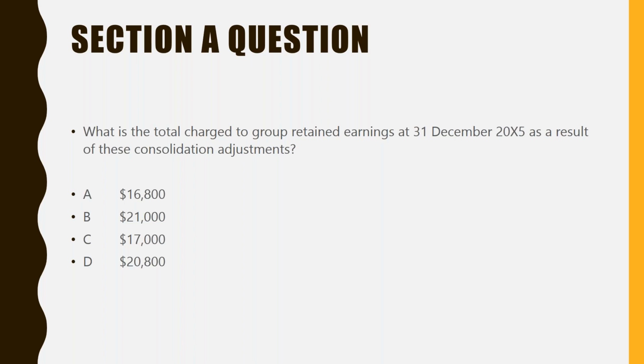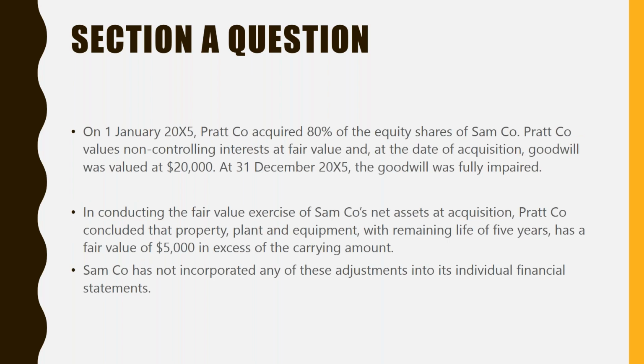So let's look at the fact pattern. They said here that on 1st January X5, Pratt acquired 80% of the equity shares of Samco. So you should really be writing down on a piece of paper, drawing out visually: you have Pratt & Co. acquiring 80% of Samco. Pratt & Co. values NCI, or non-controlling interest, at fair value. At the date of acquisition, goodwill was valued at $20,000. At 31st December X5, the goodwill was fully impaired.